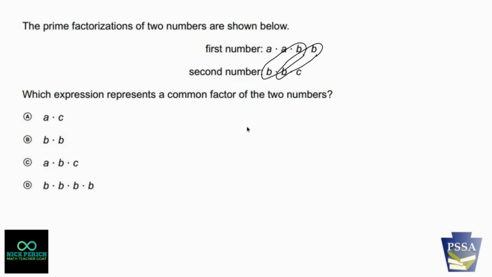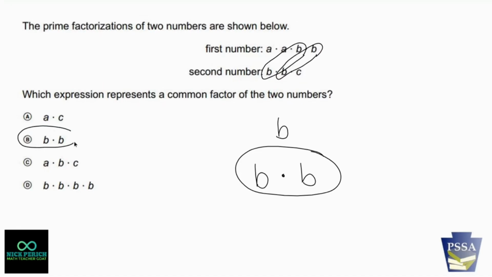So I have two potential answers here. A common factor is b. But also, my greatest common factor is what I get when I multiply these two circles, so b times b. And what they're looking for in this problem is the greatest common factor. Even though they didn't ask for it, they gave us the greatest common factor, which is b times b.